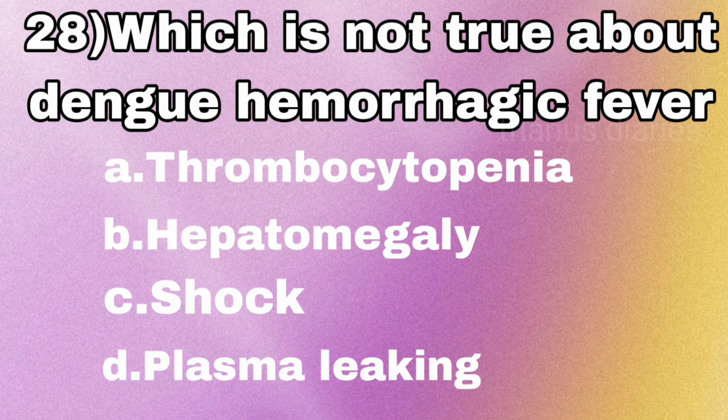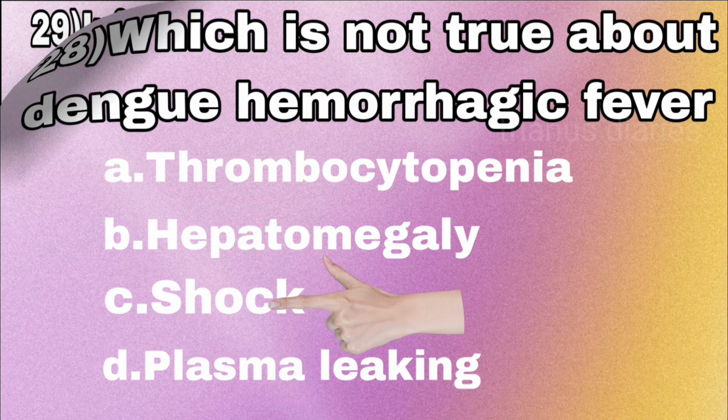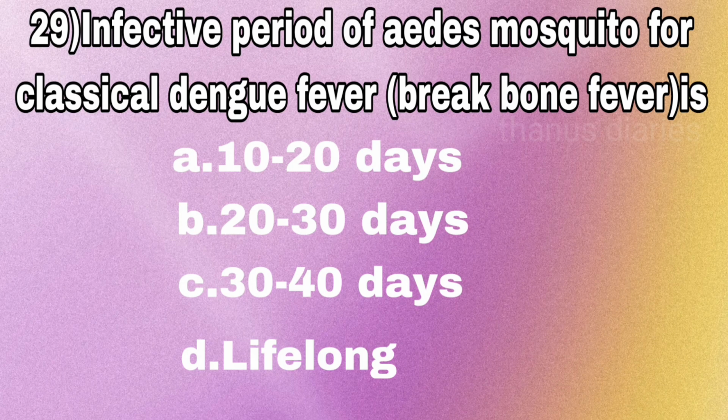Next question. Which is not true about dengue hemorrhagic fever? Thrombocytopenia, hepatomegaly, shock, plasma leaking. And the answer is shock. Next question. Infective period of Aedes mosquito for classical dengue fever, breakbone fever is 10 to 20 days, 20 to 30 days, 30 to 40 days, lifelong. It's lifelong.